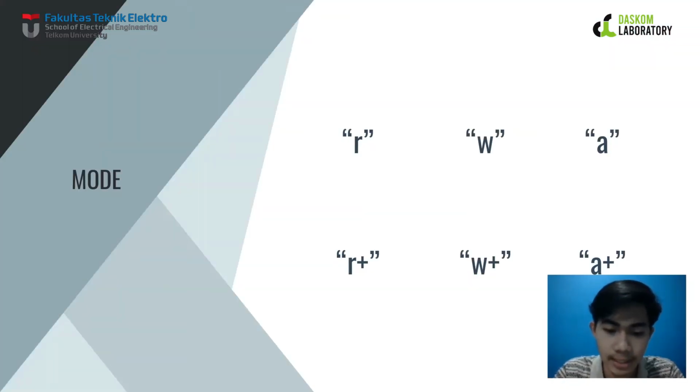So here are the existing modes in the sequential file in C language. The first one is r. It means open the file for the reading process. If the file does not yet exist, the file will fail to open. Meanwhile, if the file exists, then the file can be read with the file position indicator initially positioned at the beginning of the file.